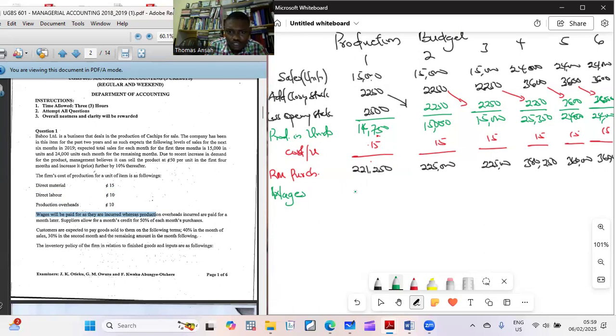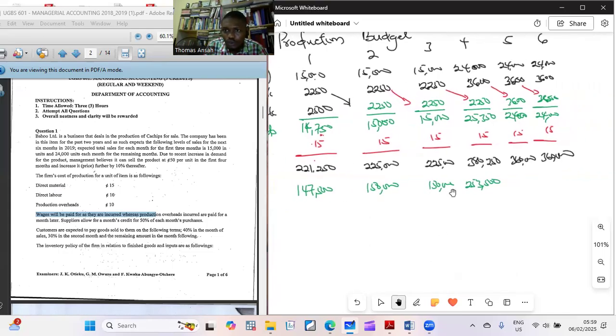So the wages is 10 cedis each, so per unit. So I have here 147,500. Here will be 150,000. So that is what we have. 150,000. This one will be 253,500. That's what you have because you are multiplying it by the unit. So this will be 240,000. Here will also be 240,000. So that is that.